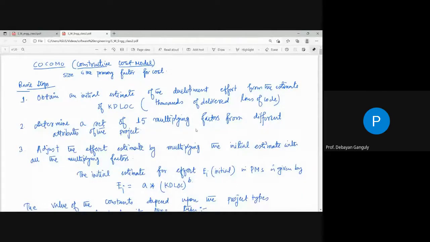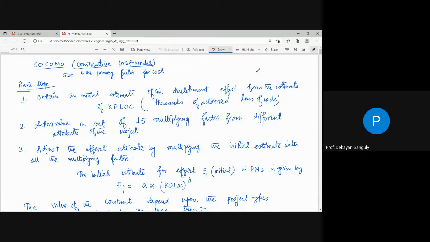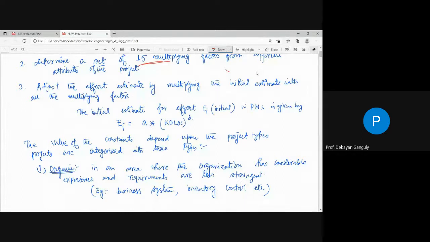So in the previous class, we went through the model called COCOMO. This is the model where we estimate the development effort from the estimate called KDLOC, that means thousands of delivered lines of code. In that case, there are 15 multiplying factors, which determine the cost of the project. The corresponding formula for the initial estimate of effort is E_I = A * KDLOC to the power B.